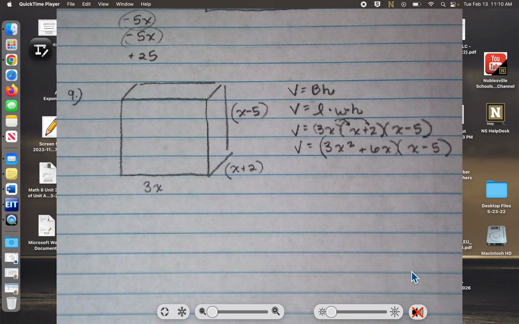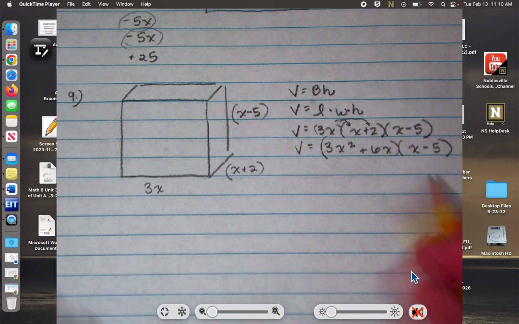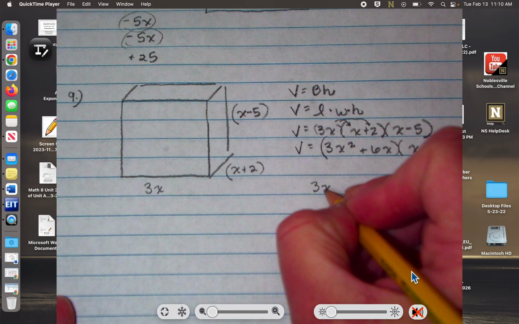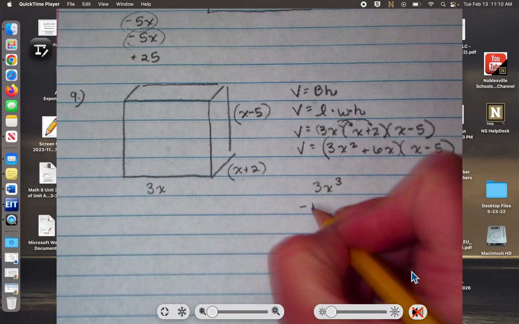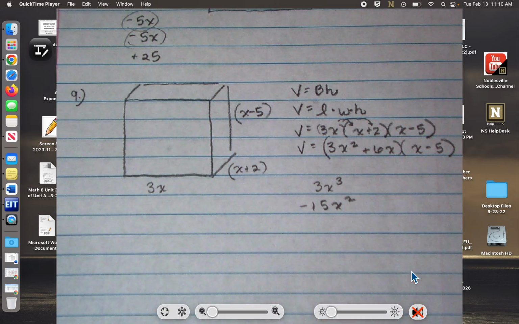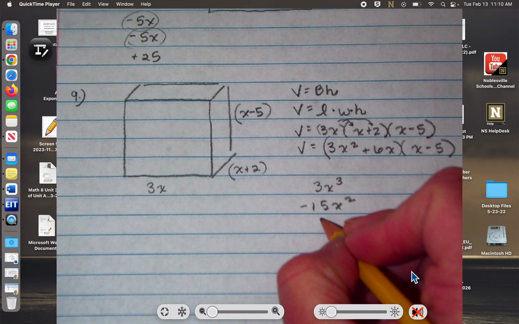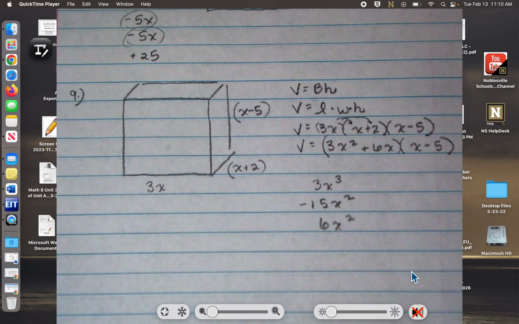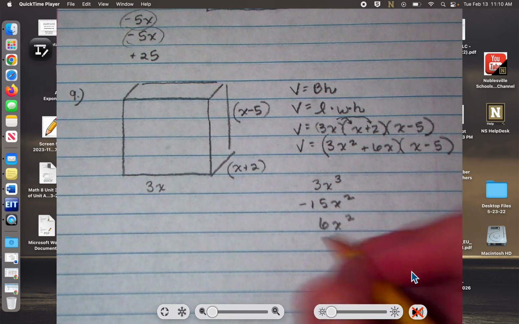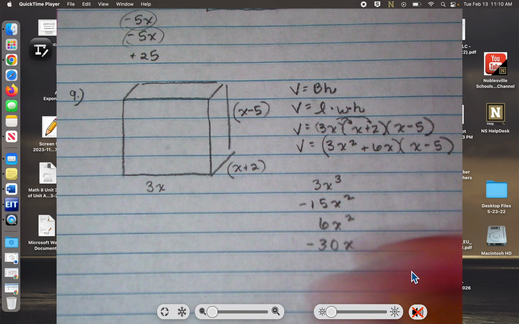And now I can FOIL this, right? So my first terms will give me 3x to the third. My outer terms will give me negative 15x squared. My inner terms will give me 6x squared. And the last ones will give me negative 30x.